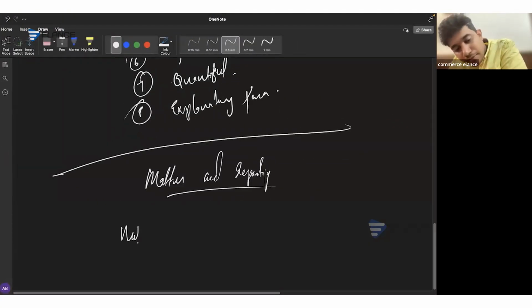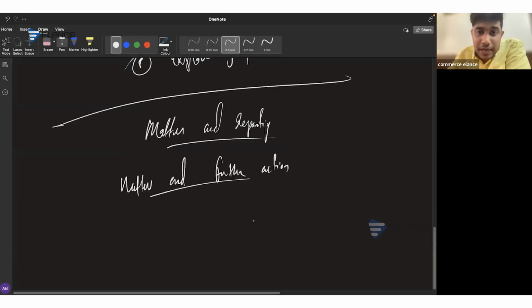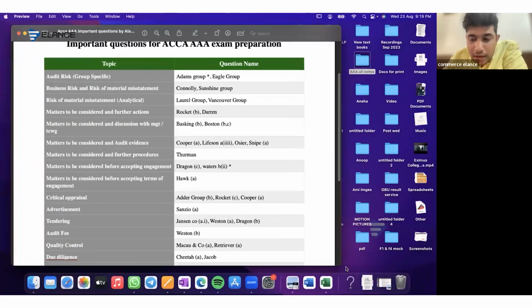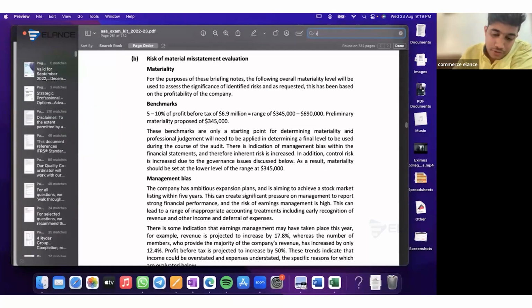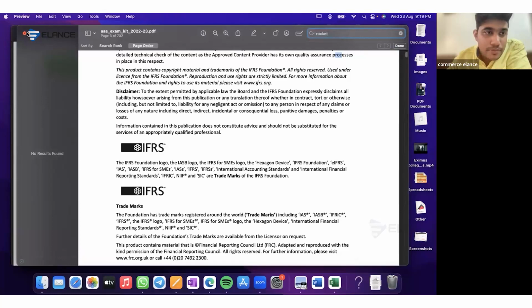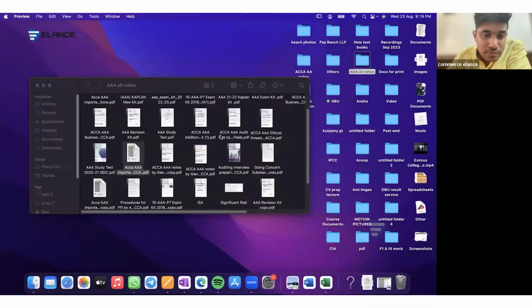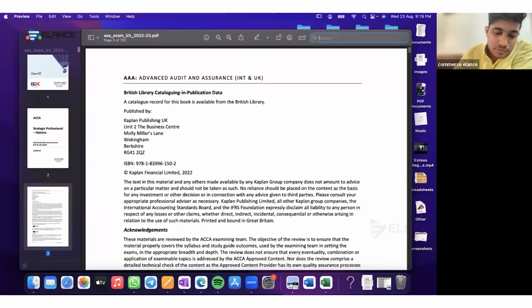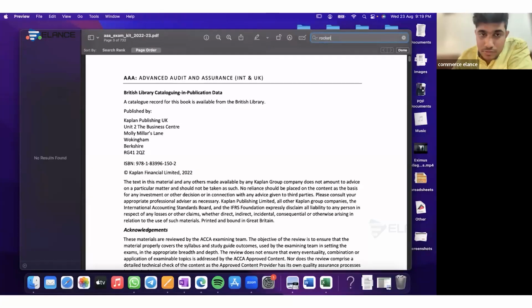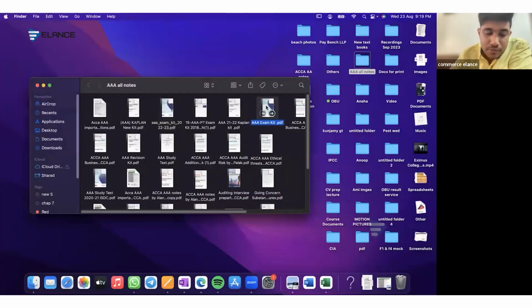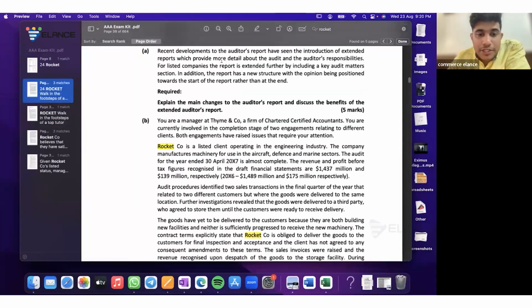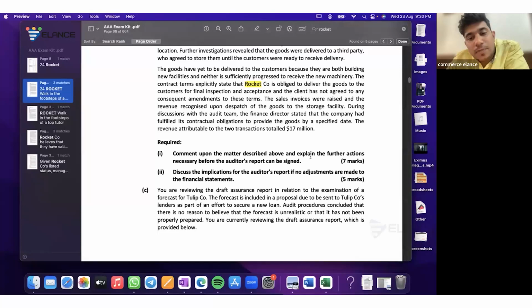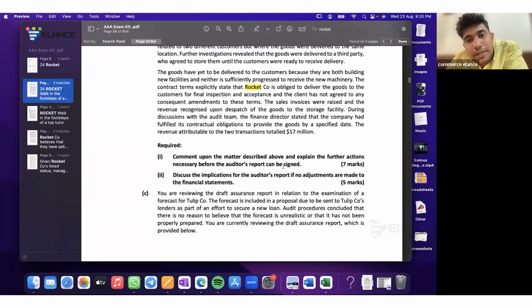So first of all, let's start with the area of matters and further action. So when you get a question on matters and further action, the examiner will be asking you to evaluate the matter, and they will ask you to, just a moment, I'll show you the question for better understanding. So you'll be getting a question like this. Comment upon the matters described above. Explain the further actions necessary before the auditor's report can be signed.